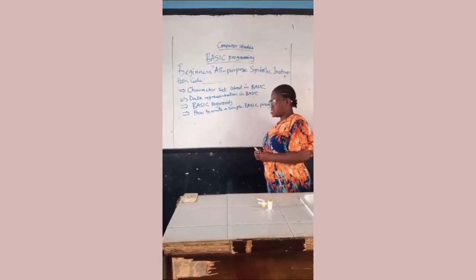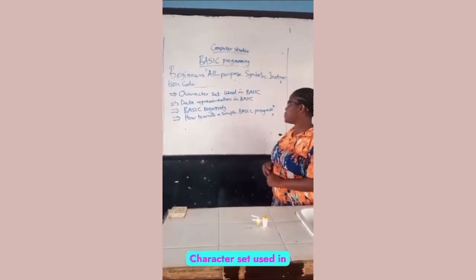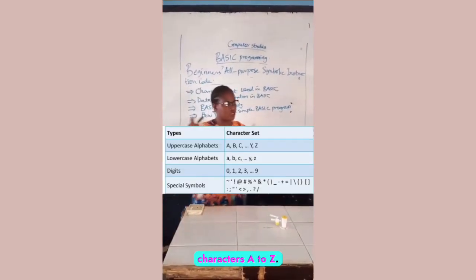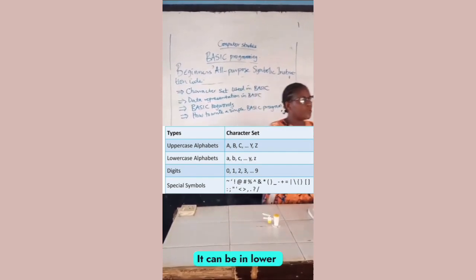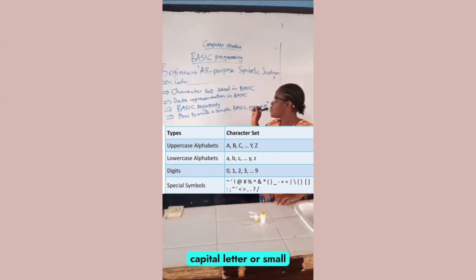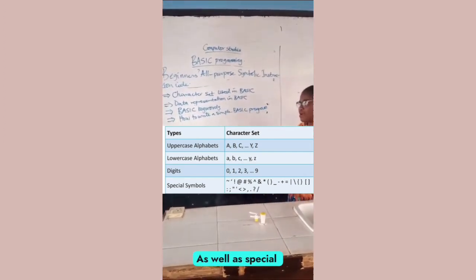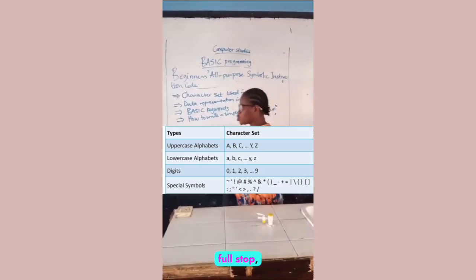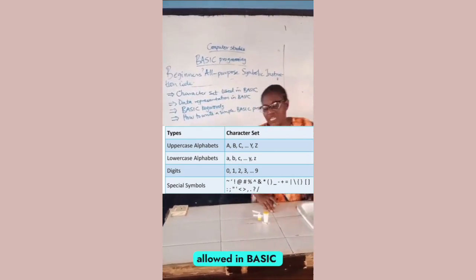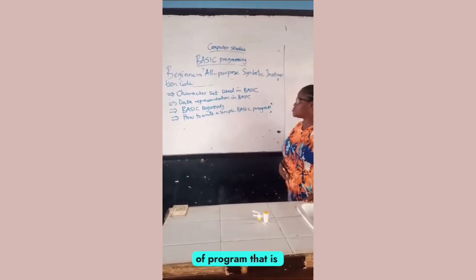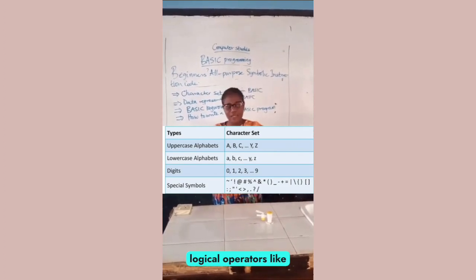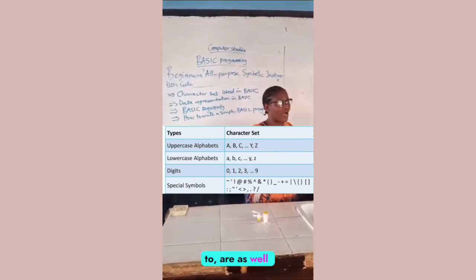Now to the first point, character sets used in BASIC. Basic programming language allows characters A to Z. It can be in lowercase or uppercase. That is, it can be in capital letter or small letter. As well as special characters like the full stop, semicolon, colon. All these are allowed in BASIC depending on the type of program that is being written. Then also logical operators like less than, greater than, equals to are as well allowed.